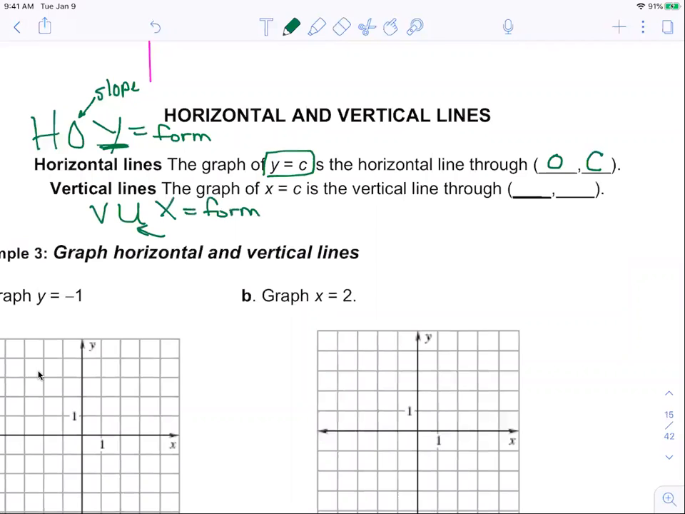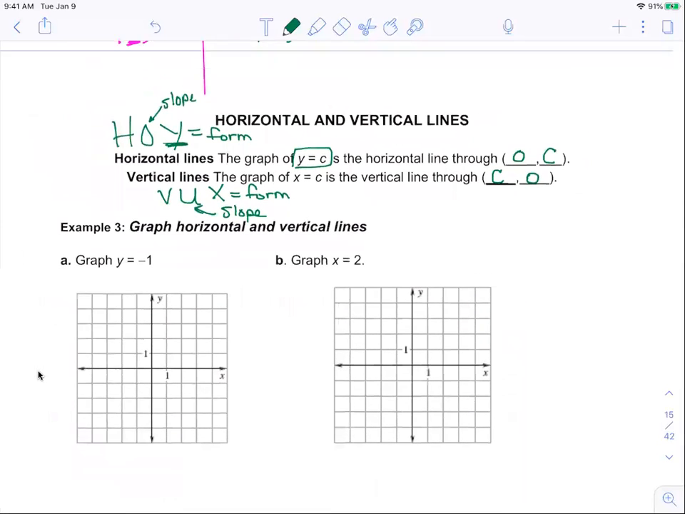So the slope is undefined. That's why that u is there. So the graph or the equation looks like x equals c. C is for any number, a constant. And it's a vertical line through the point c, 0. So you're going to move over to where your x number is and make a vertical line.